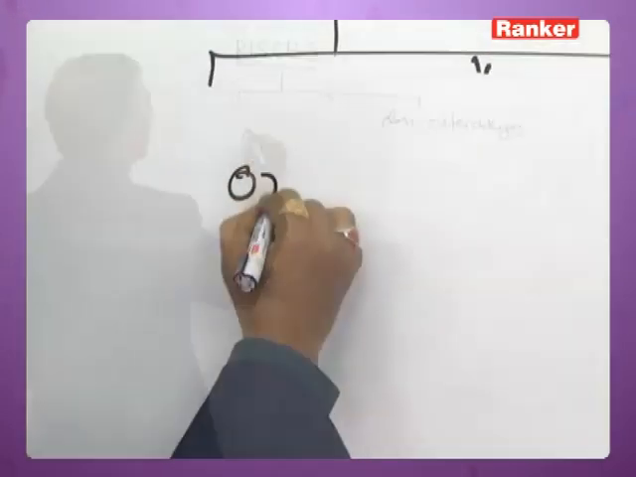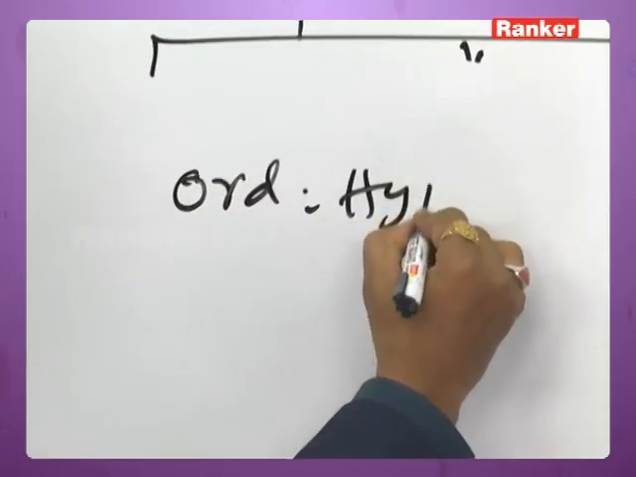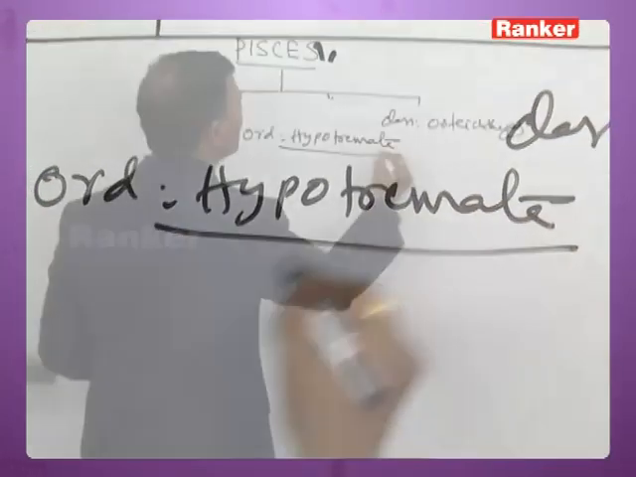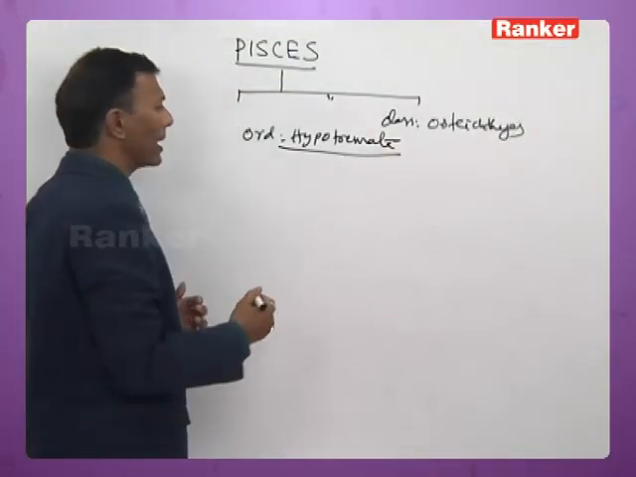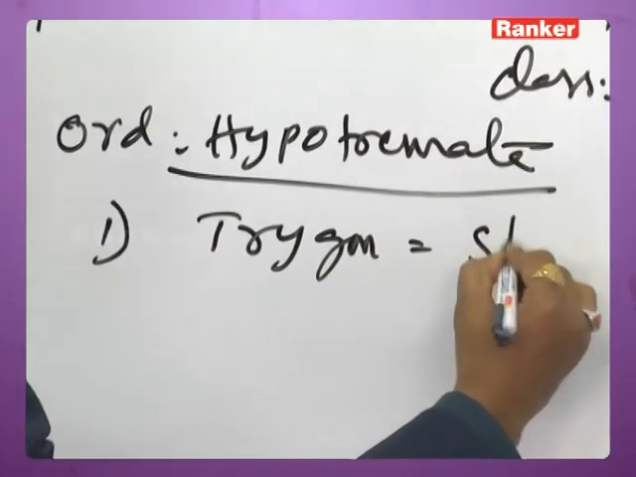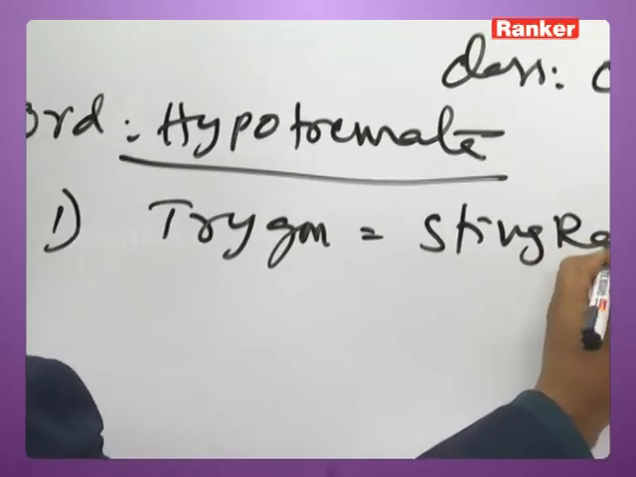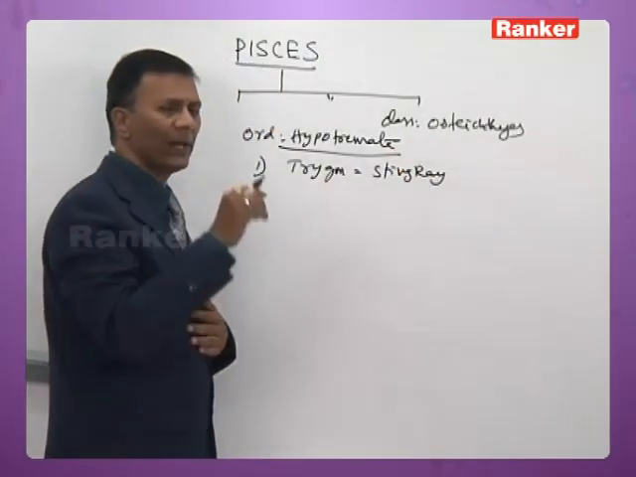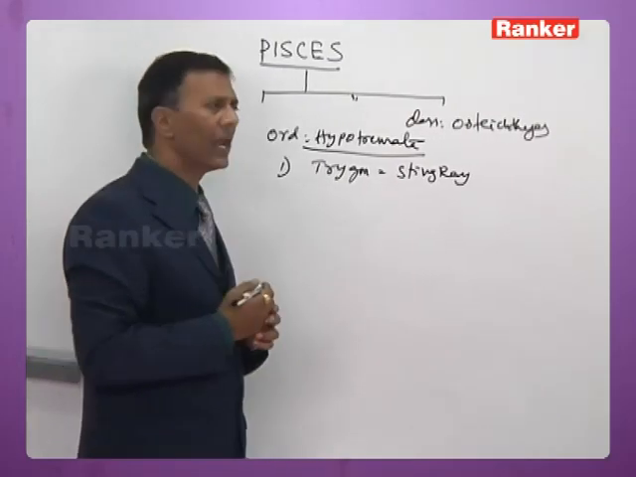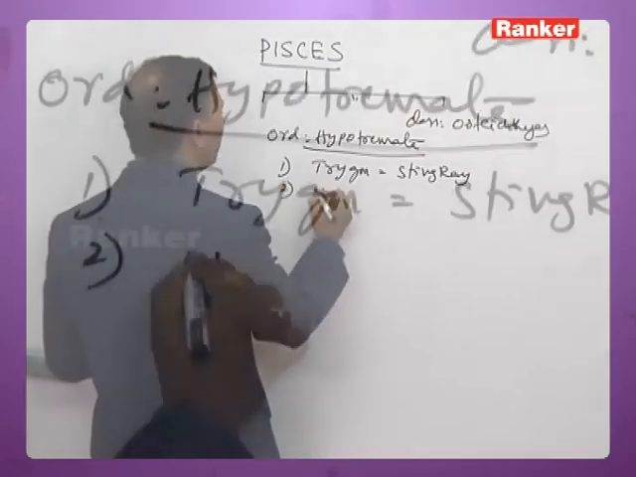The examples for hypotremata, as I said, it includes rays and skates. Number 1, Trygon, commonly called stingray, where the caudal fin is modified into a long whip-like tapered structure with a poisonous sting. The next you have Torpedo.